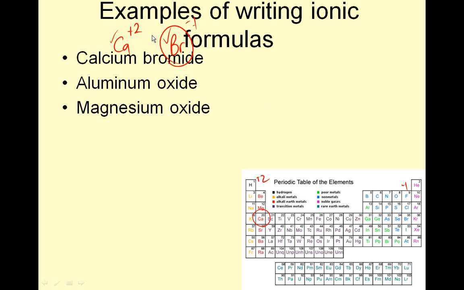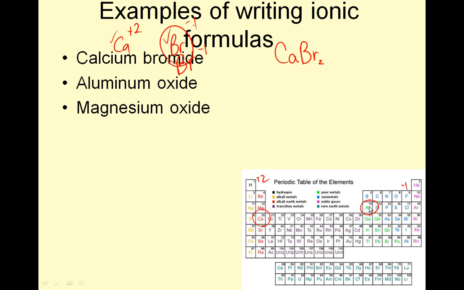So this does not equal 0. How can I make it equal 0? Well, if I have another bromine, that is -2, and that's +2. So the formula for calcium bromide is CaBr2. That's all it can be. That's the only way they go together to cancel charge.